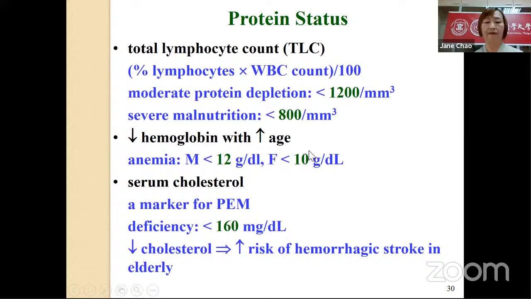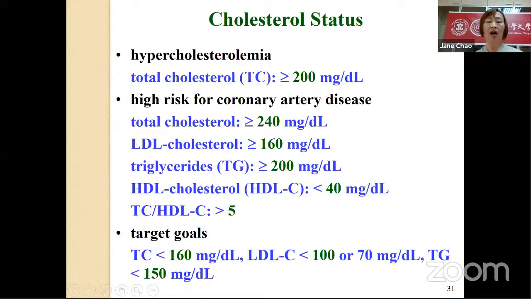Serum cholesterol level. If you have a very low serum cholesterol level, for example less than 160 milligrams per deciliter, that means you probably have a high risk for protein malnutrition, for example protein energy malnutrition, and also an increased risk of hemorrhagic stroke in the elderly. Hypercholesterolemia means the total cholesterol level is greater than 200 milligrams per deciliter, and it also increases risk for coronary artery disease.